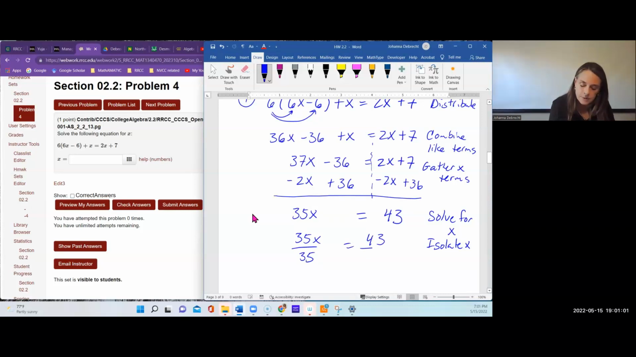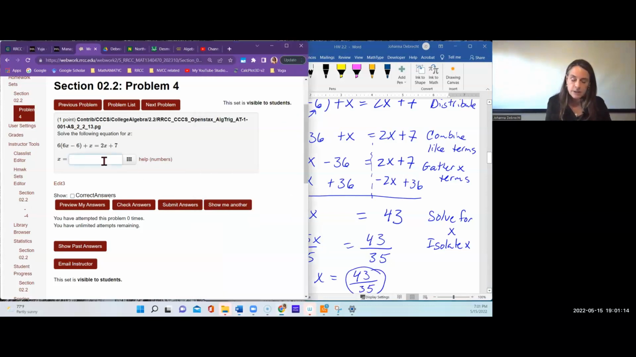Now 43 is a prime number and does not have any factors other than 1 and 43. So my final answer is going to be 43 divided by 35, which is of course a rational number. And we can check the answer over here.